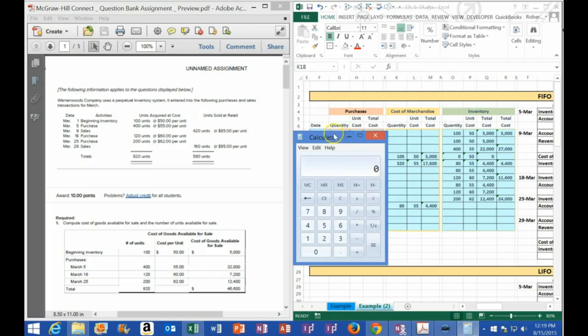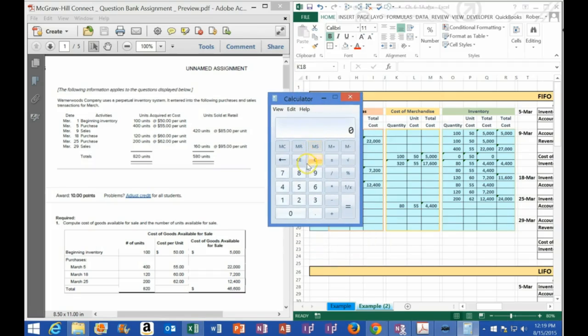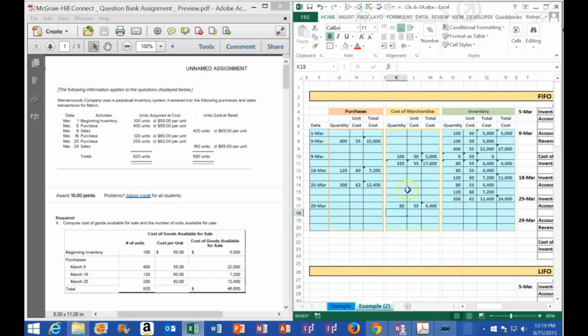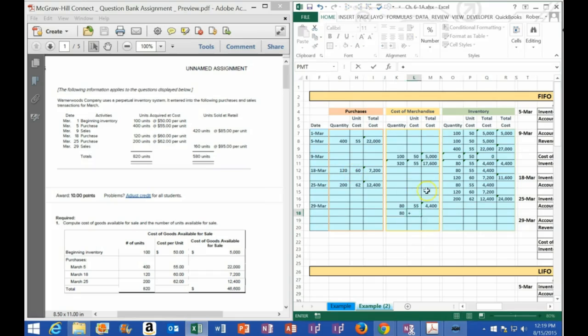If we take a look at the calculator, we sold 160 minus 80, that means we have another 80 to sell of these 120. So that means that we're going to sell 80 of the 120, the next layer there. So we're going to say 80 times of these 120, and those are $60 a unit. So 80 times 60. So now we need to know what happens to ending inventory.